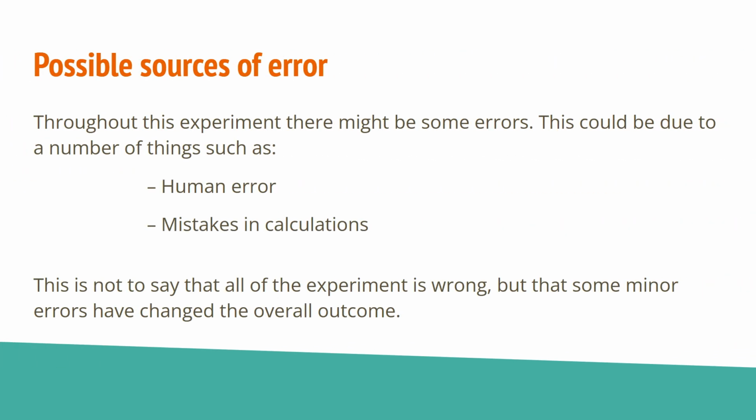Throughout this experiment, there might be some errors. Now, this could be due to a number of things, such as human error or mistakes in calculations. Now, this is not to say that all of the experiment is wrong, but that some minor errors have changed the overall outcome.